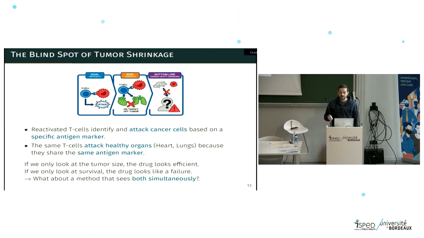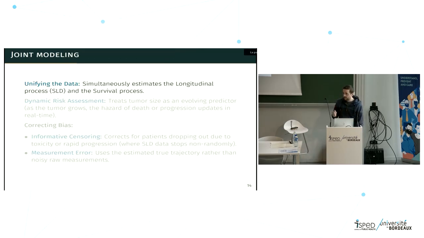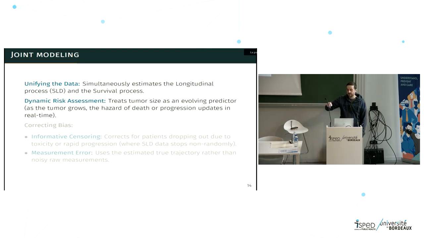So what about a method that sees both simultaneously? I guess you see where I'm coming. Joint models. That's the whole point of joint models, modeling simultaneously a longitudinal process, tumor size over time, and a survival process, the risk of progression, the risk of death. So joint models, they treat tumor size as an evolving predictor. As the tumor grows, the hazard of death or progression updates in real time. There is a synchronization between the evolution of tumor size and the associated risk of event.